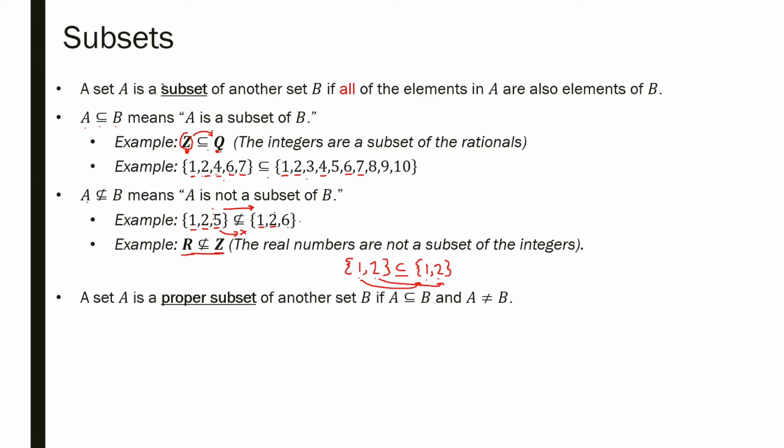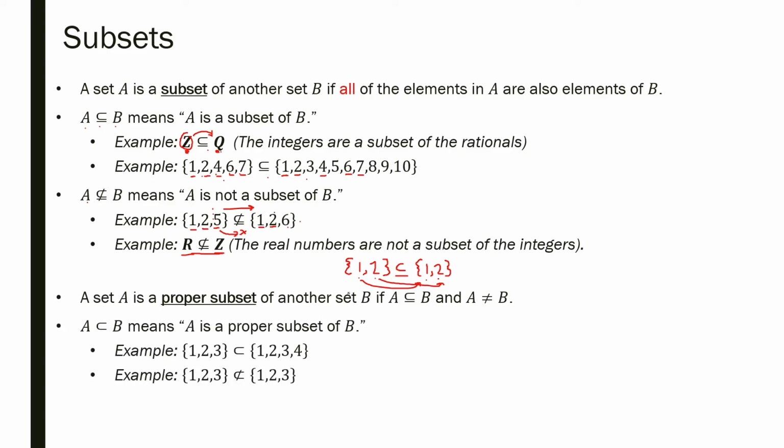That's for subsets. Proper subsets means that they cannot be the same set. So they're subsets of each other, but they're not the same. To denote a proper subset, you don't have this little line. Kind of think of them as like less than or equal to's, right? This line means like the equal to part. If there's no line here, that means A is a proper subset of B.